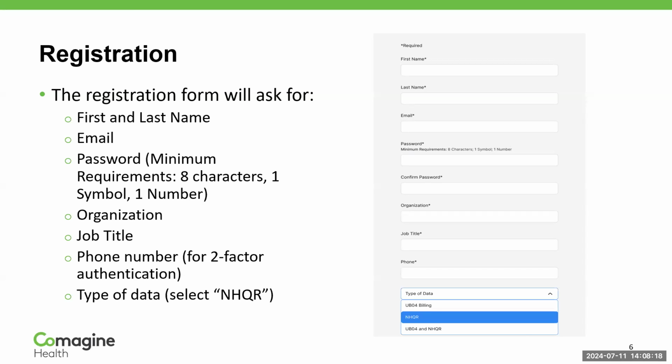And then in the type of data box, there's a drop down and you're going to select NHQR. That is the type of data we're talking about right now. This portal is used for UBO4 data as well. So just a heads up, select NHQR for this financial and utilization data.